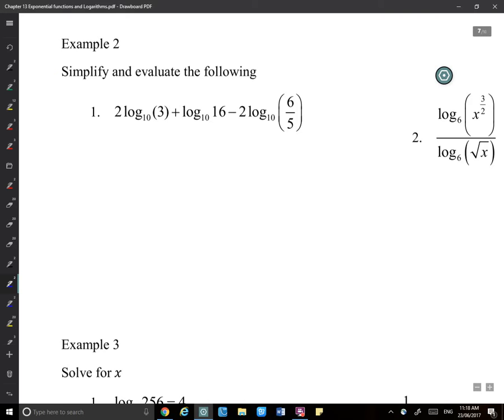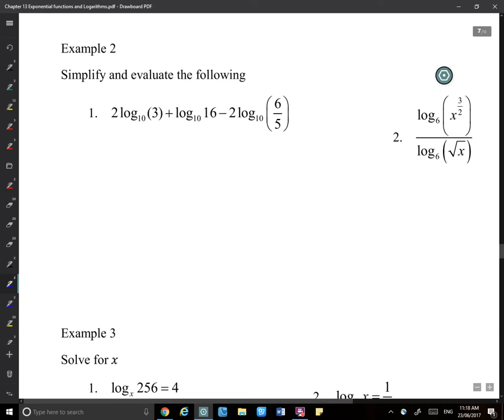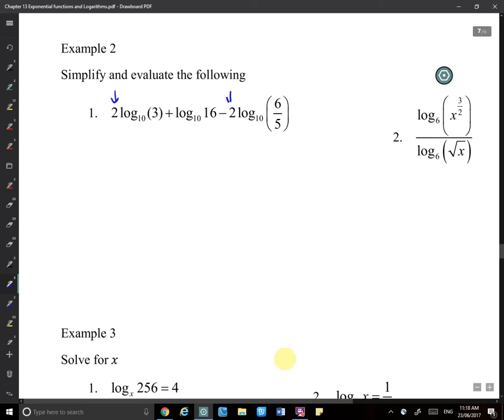Okay, so simplify and evaluate the following. Now what we have is 2 log 10 3, log 10 16, and 2 log 10 6 on 5. So what we have is all log base 10, but the coefficient in front is quite annoying because we don't have a 2 here. What we can do is put this 2 to the power first, like 3 to the power of 2 is 9, plus log 10 16, and subtract log 10 36 over 25. You square the number in the bracket.